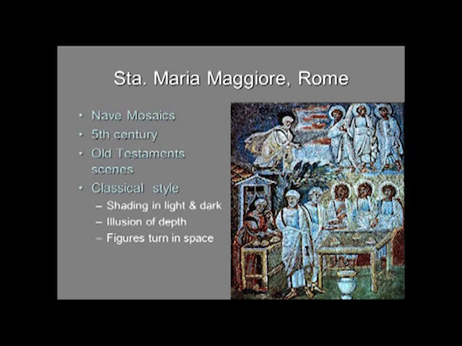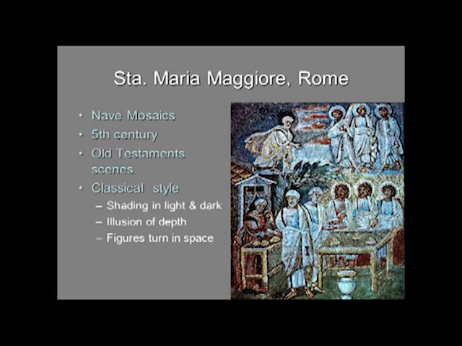Some of the things you're going to see is shading in light and dark. In other words, the tesserae are going to be arranged so that the figures will look solid, that they will have shading. You'll have figures that aren't just lined up looking out, they appear to turn in space. They have different positions. And here we're looking at one of our examples.